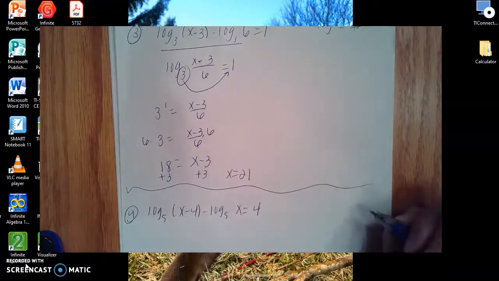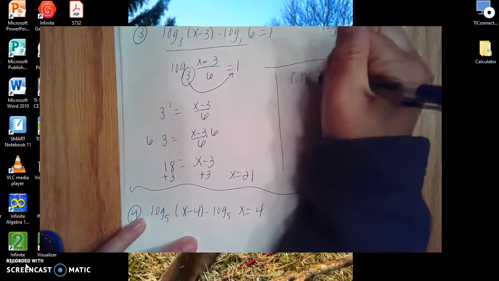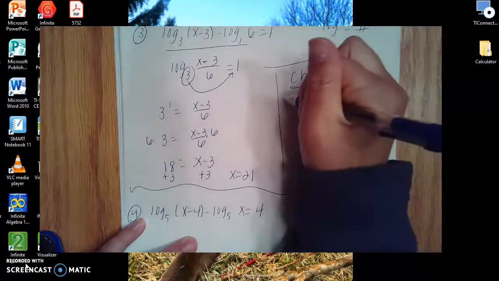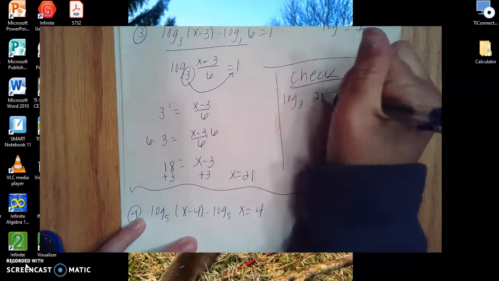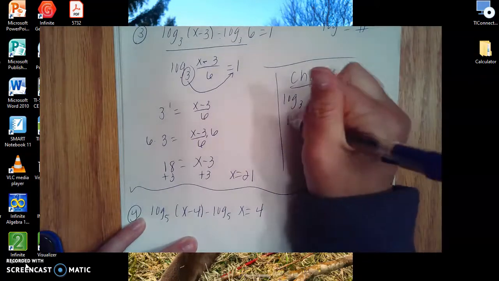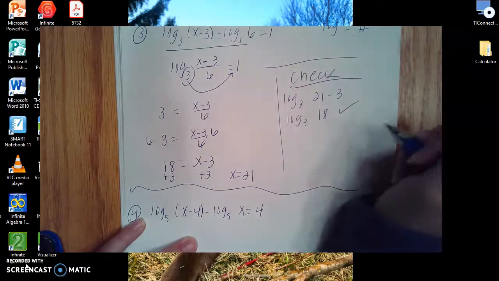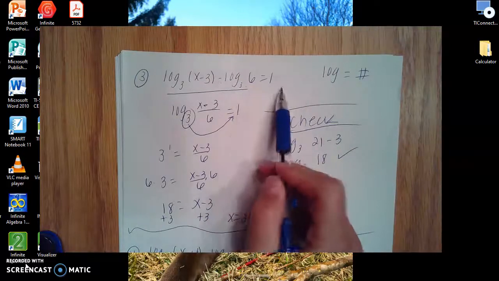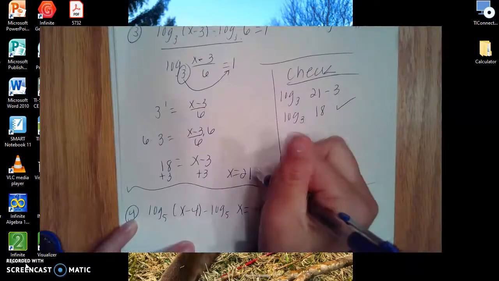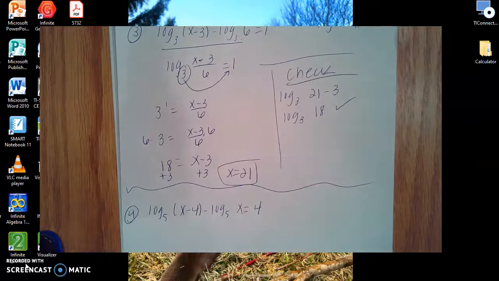So you're going to get x is 21. So when I go to check this, I'm going to get log base 3 of 21 minus 3. And you're going to get log base 3 of 18, which is positive, so it works. I don't need to plug it in here or here because there's no variables, so that means my final answer is 21. So I want you to try the other ones to see if you can figure out 4 and 5.